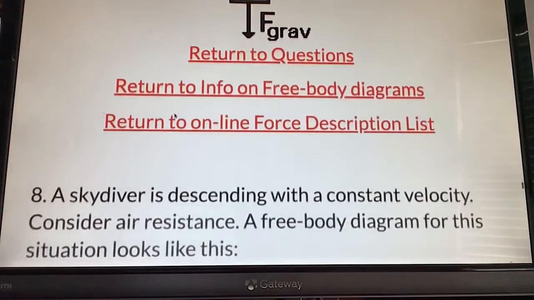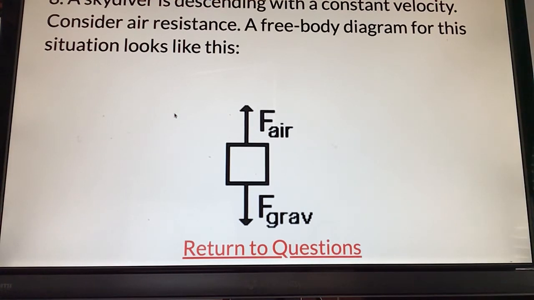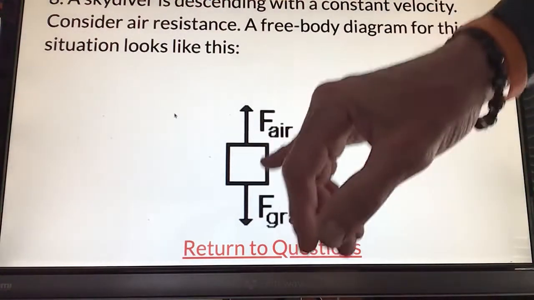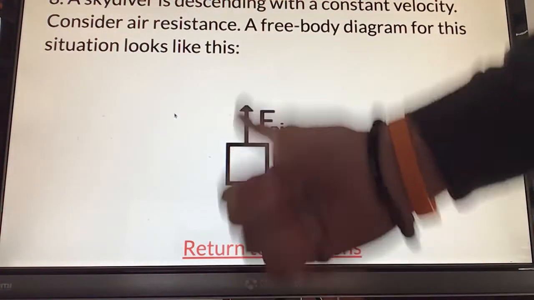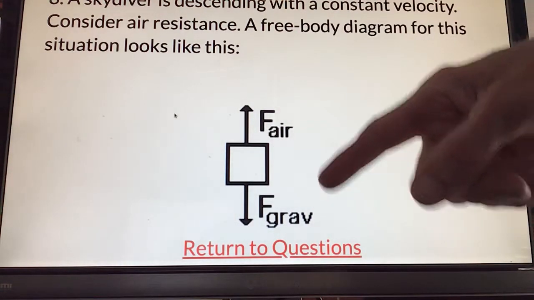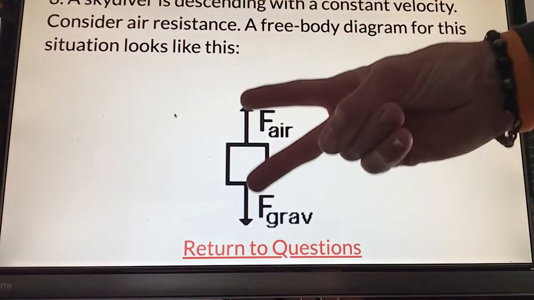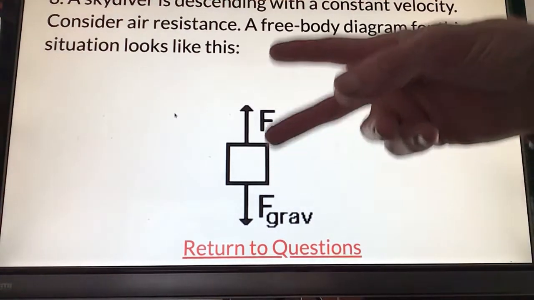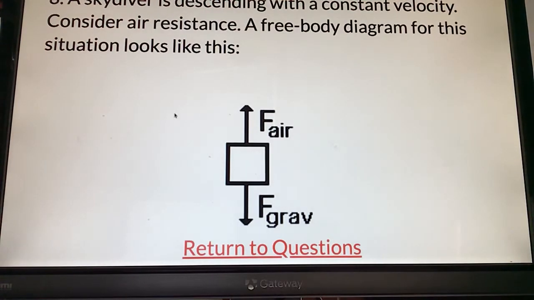All right, got a couple more of these. A skydiver is descending with a constant velocity. Consider air resistance. A free body diagram for this situation looks like this. So this is the person skydiving. Gravity is going to pull down. You've got air resistance working against gravity. And it says constant velocity, so these two arrows are going to be equal.